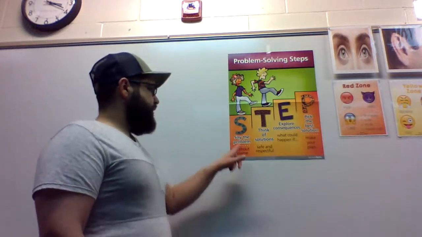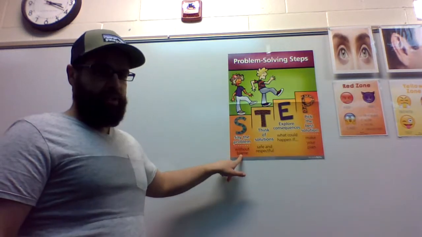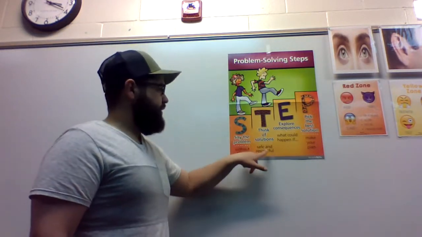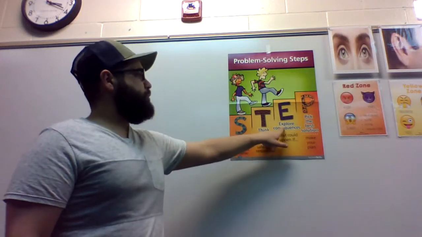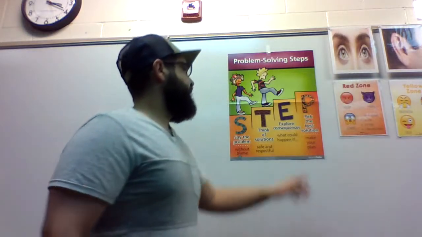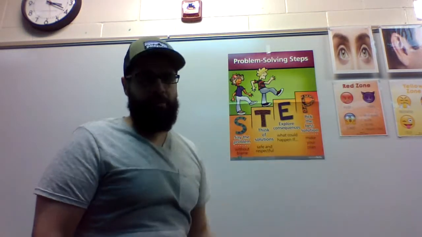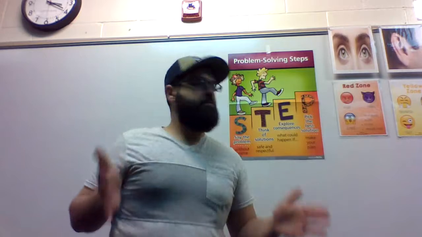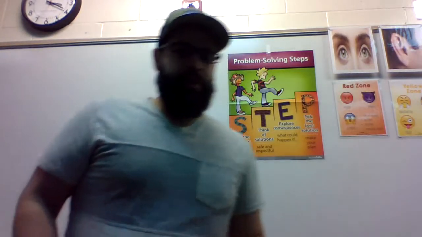So, say the problem without blame. Think of solutions that are safe and respectful. Explore consequences. What could happen if I picked that solution? And then pick the best solution to make a plan. Okay? So just a reminder of what that is.